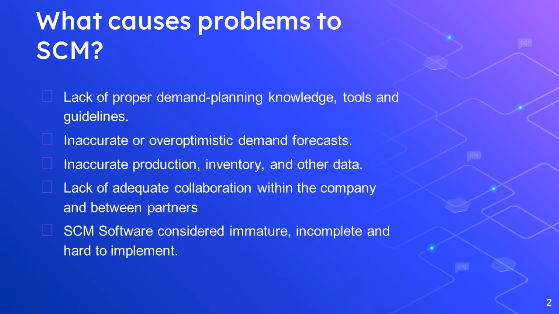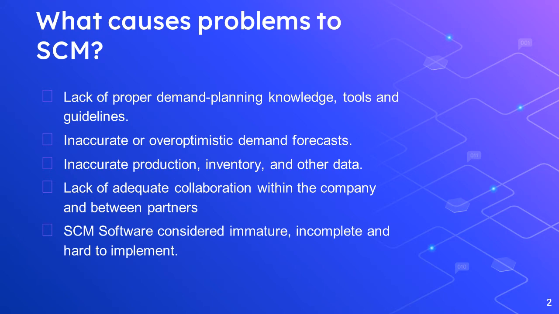So the fourth one would be lack of adequate collaboration within the company and between partners. So for this, communication is the key between partners in a supply chain. So if there is inadequate collaboration, you would most likely encounter a lot of the aforementioned problems.